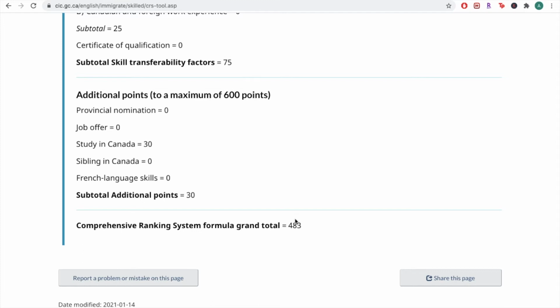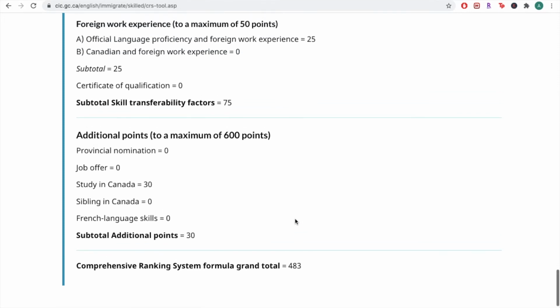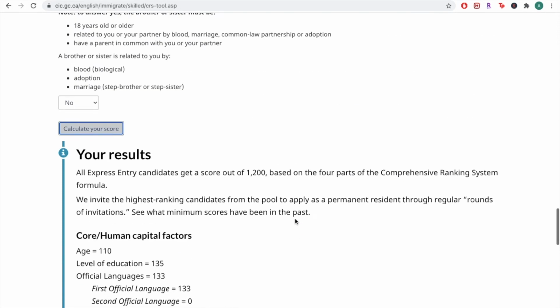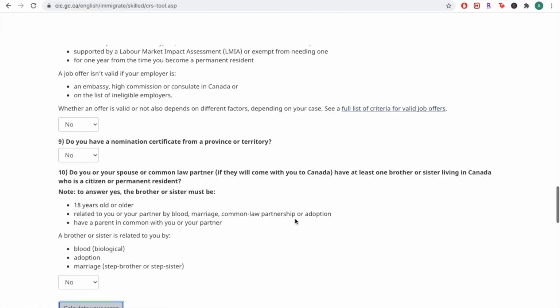So when I had my profile in 2019, my points was 483. And even right now, 483 is an excellent score. At the end of the day, I didn't apply for my permanent residency through Express Entry because I had another option. But this is basically what my points looked like in 2019 using my own situation.